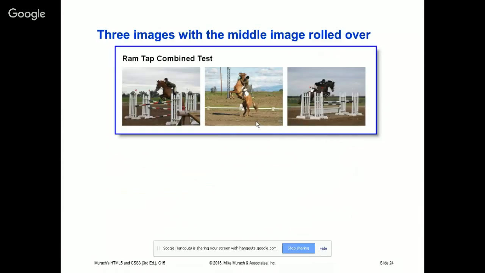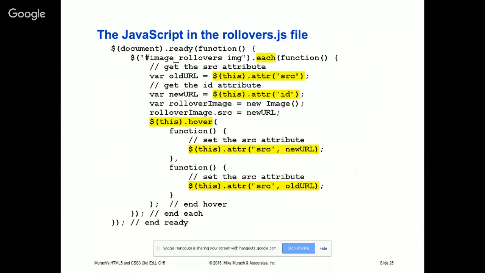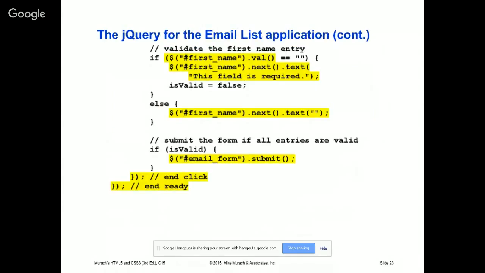I'll show you maybe one more. So also, if you want to do a rollover, well, actually, maybe I should pause. Do we have any questions here for the first example?